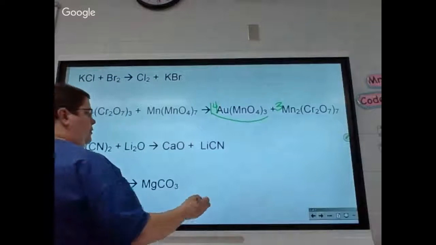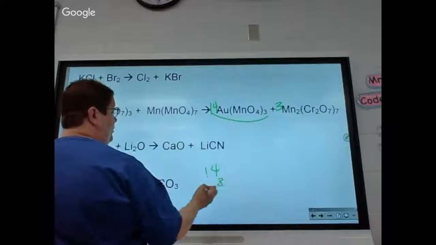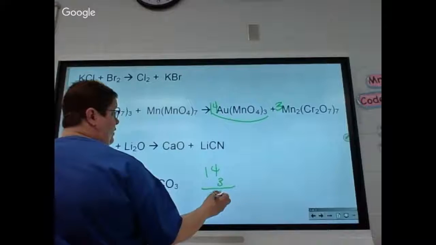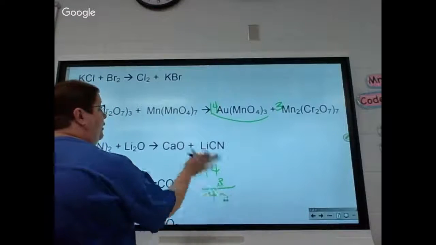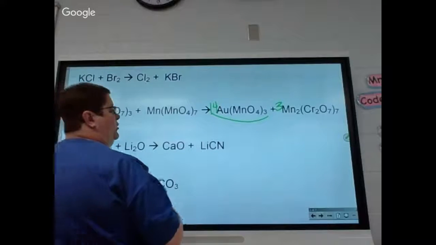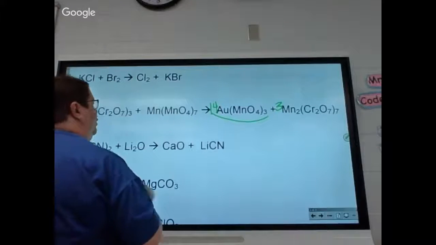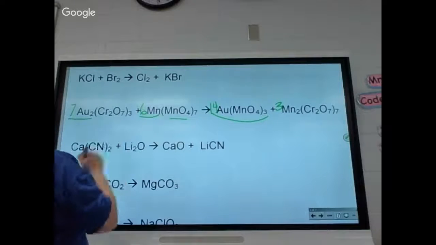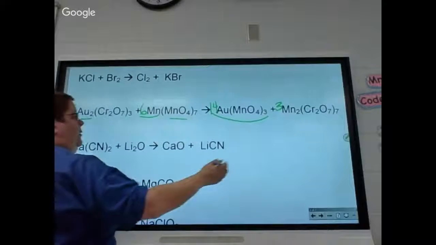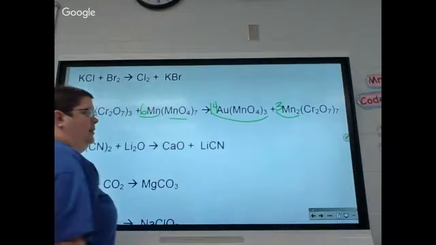Anybody know? You can always do this if you don't. 4 times 3 is, here my 1 is 3 plus 1 is 42, if you don't know that. Or you can use a calculator. 42. So how am I going to get 42 MnO4s right here? Okay. How many manganeses did I make? How many manganeses do I have? There you go.